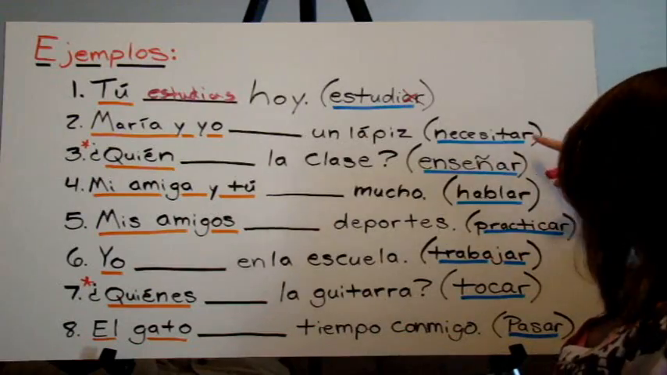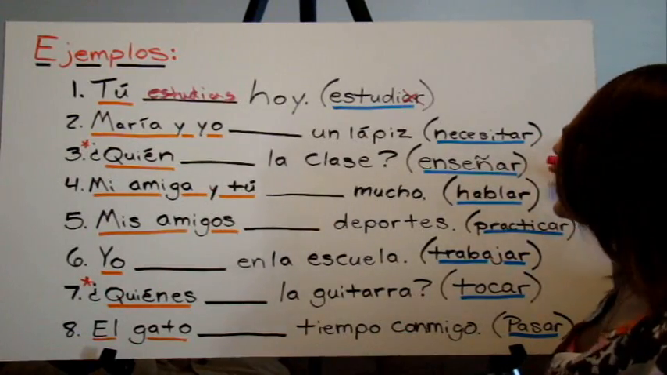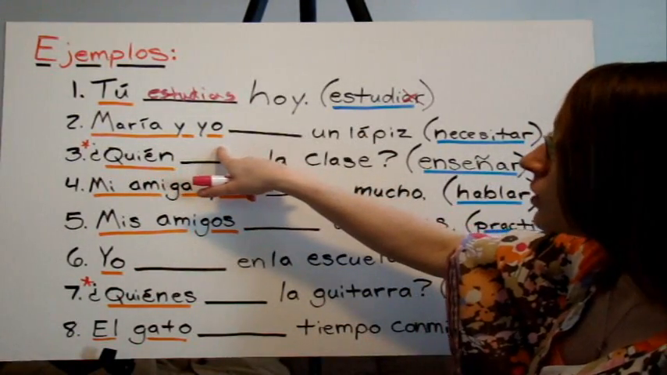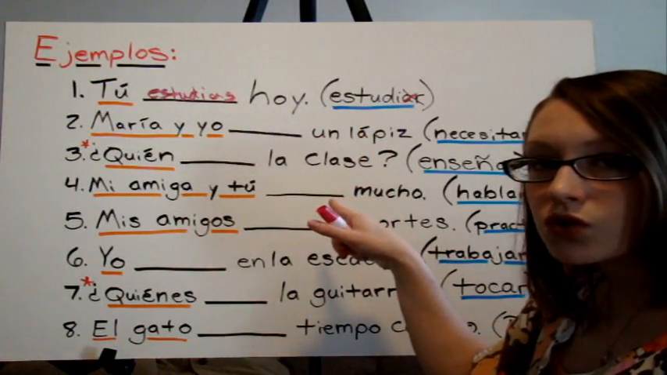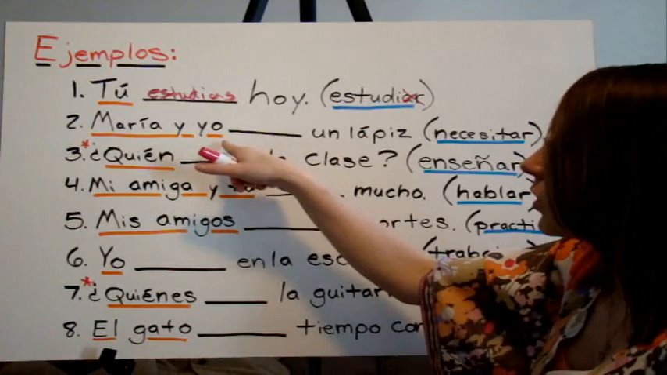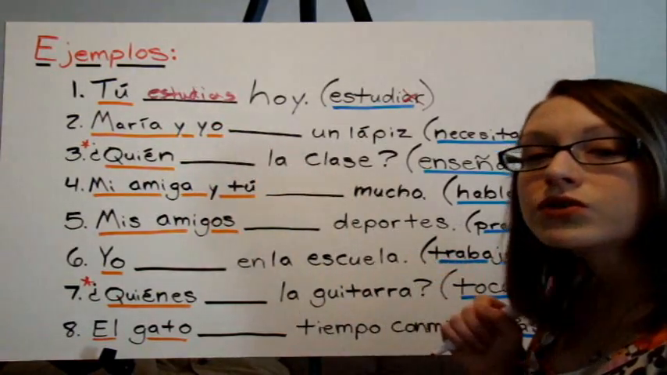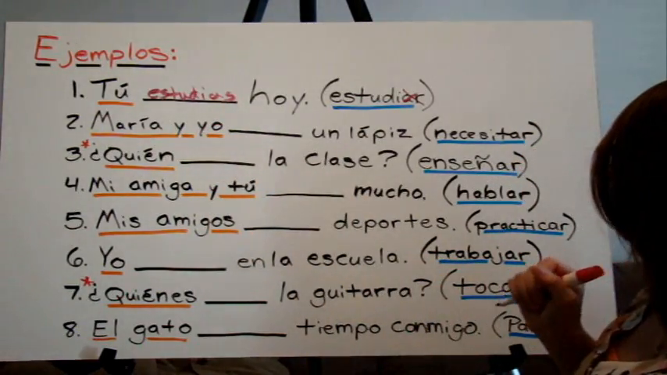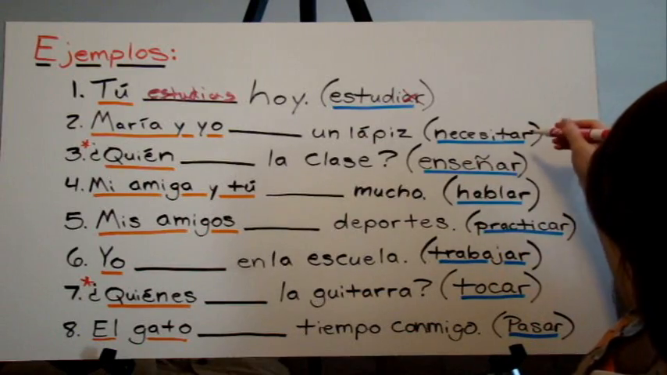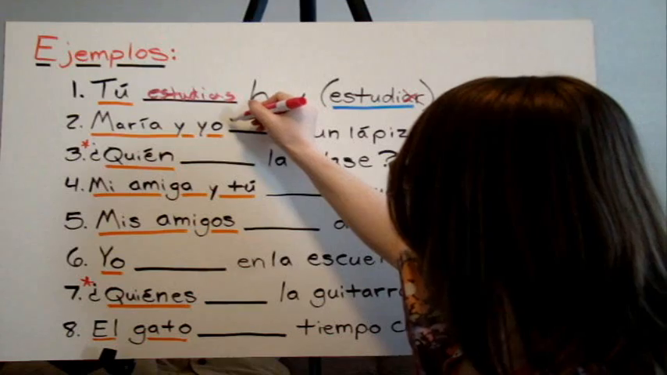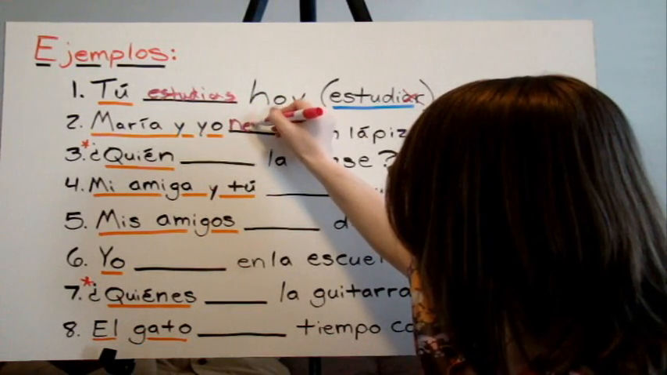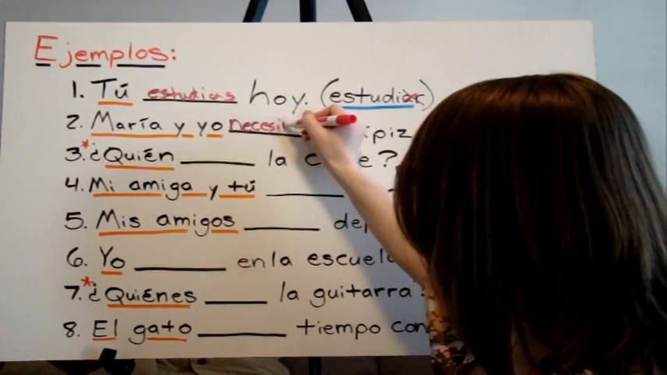And we're going to conjugate necesitar. Well, María y yo, that pronoun would be nosotros or nosotras if you are a girl. And so then the nosotros, nosotras ending is amos. So we're going to take necesitar, take off the AR ending, and we're going to add amos. Necesitamos.